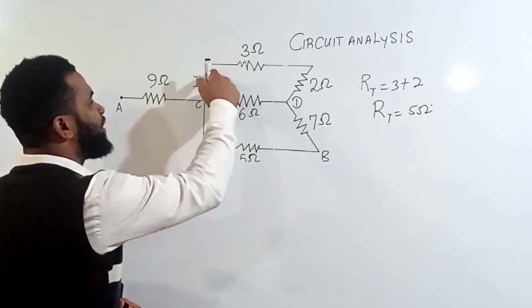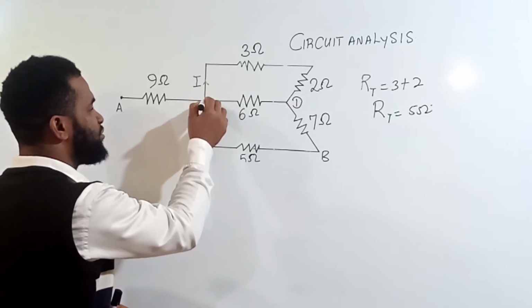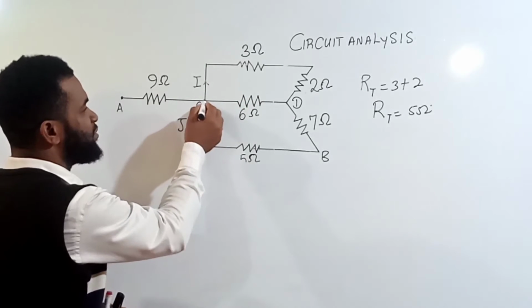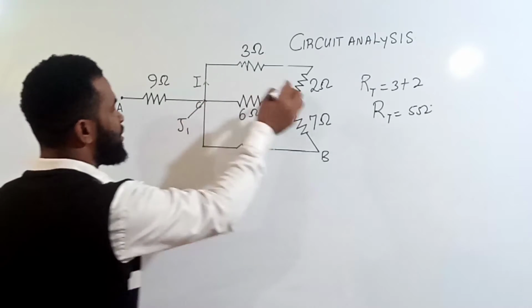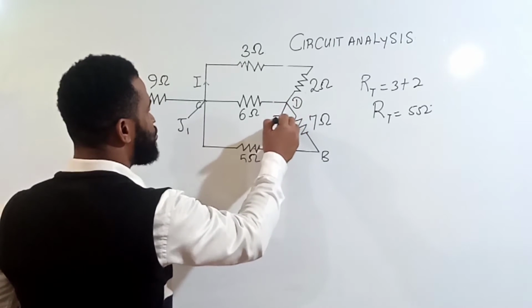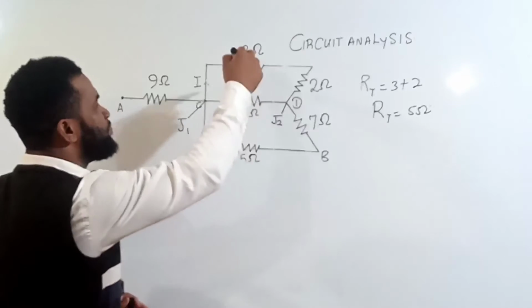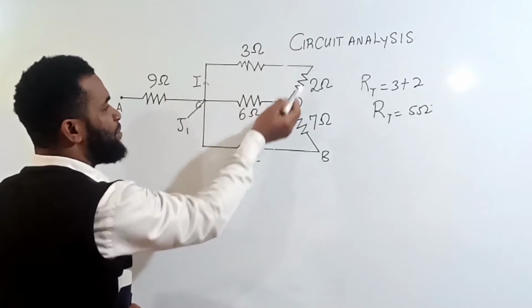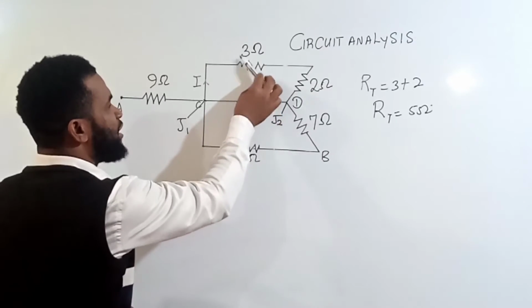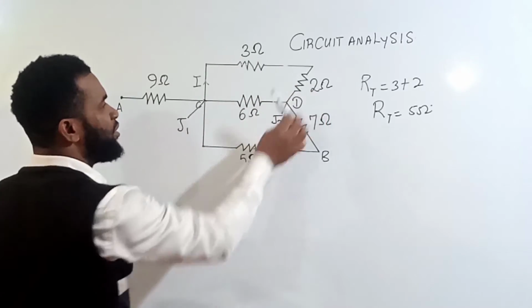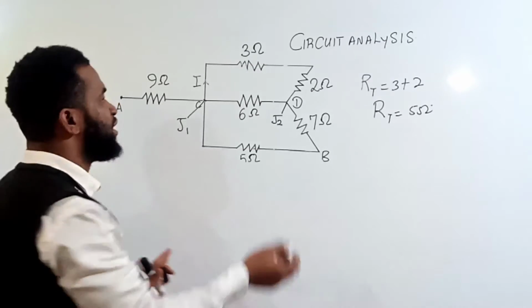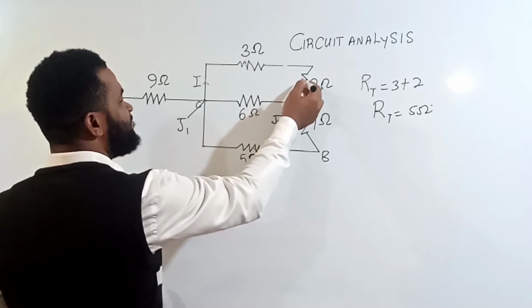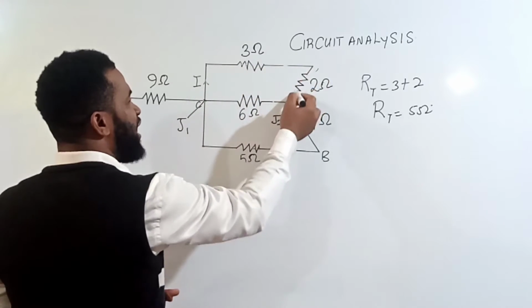Now, if this is junction 1, and this is another junction 2. So see, these two resistors now can combine because there is no junction. This resistor and this resistor are not sharing two junctions. That means they are just connected by one wire, so they are in series.